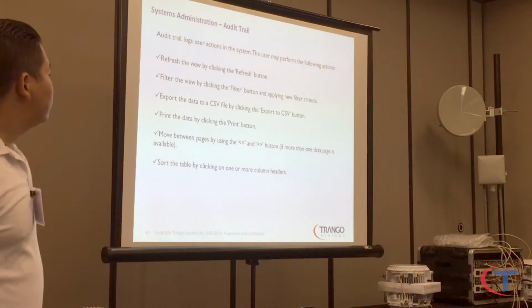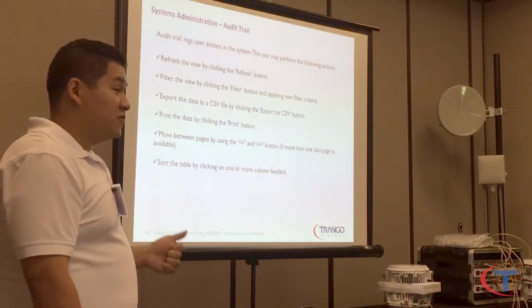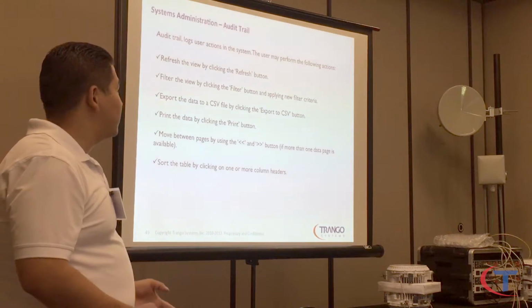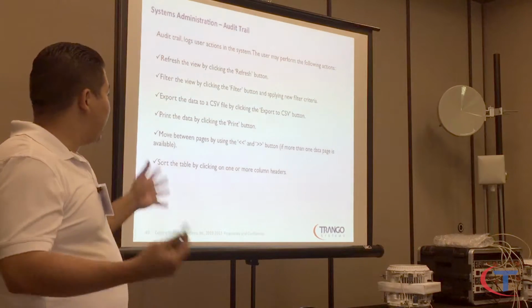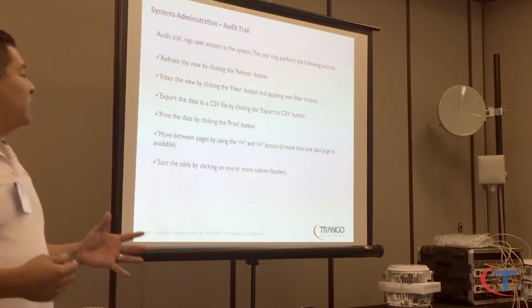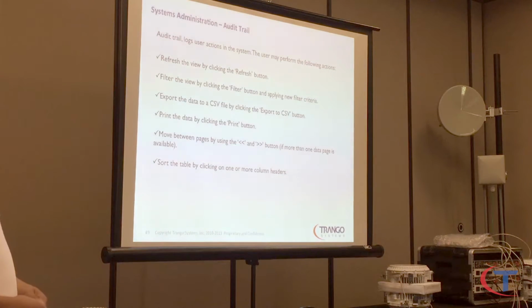Audit trail. Log users' actions in the system. Okay, who did what when they landed there. The user may perform the following actions. Refresh the view by clicking the refresh button. Of course, filter the view by clicking the filter. Export the CSV file. Print the data by clicking print. Move between pages by using the back and forward buttons. Sort the table by clicking on one or more column headers.